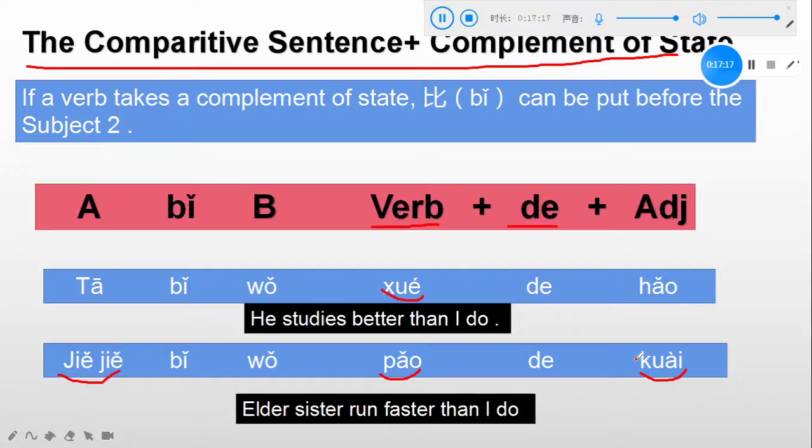Okay, and so today we'll just end here. In today's class, I just showed you two grammar parts: part 1 is the complemental state, and part 2 is a combination of the comparative sentence with the complemental state.